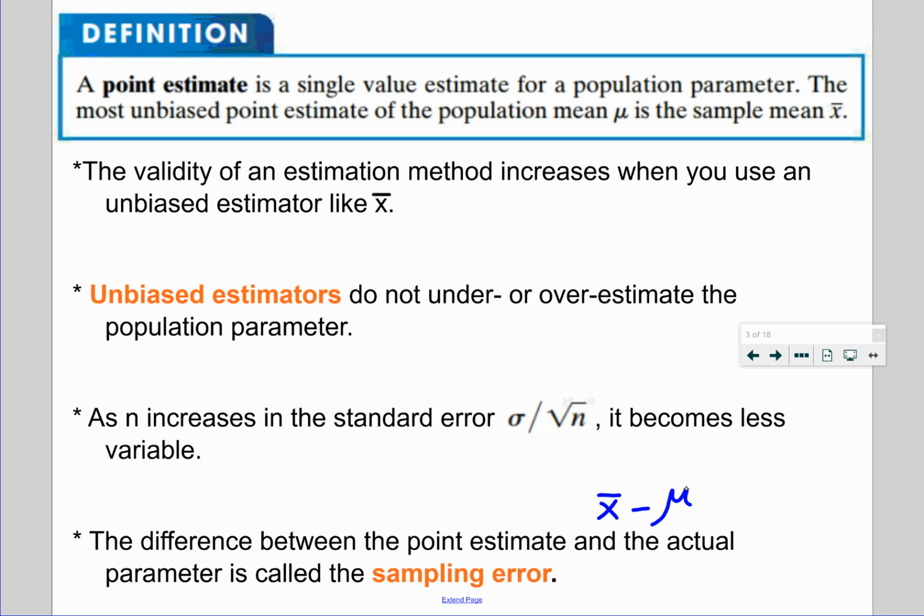Okay, so we're going to find some value that helps us estimate a larger value for the population. Focusing on means, X bar helps us estimate the population mean, mu. And that's because it is an unbiased estimator.